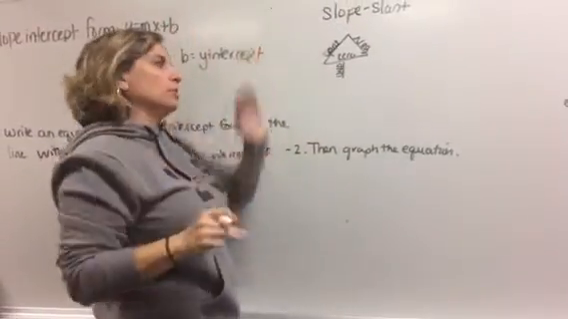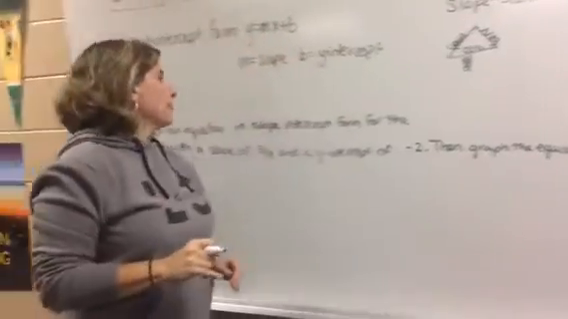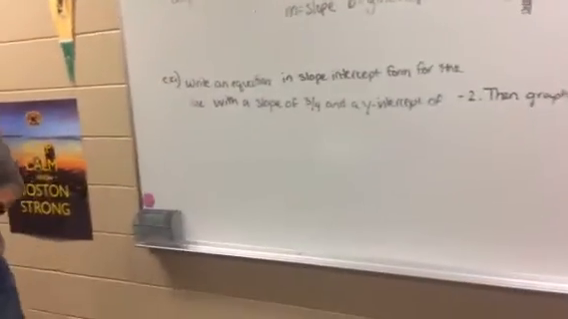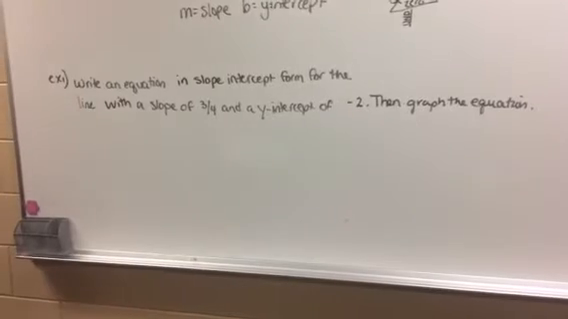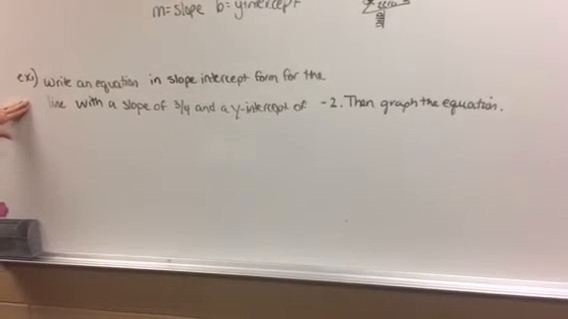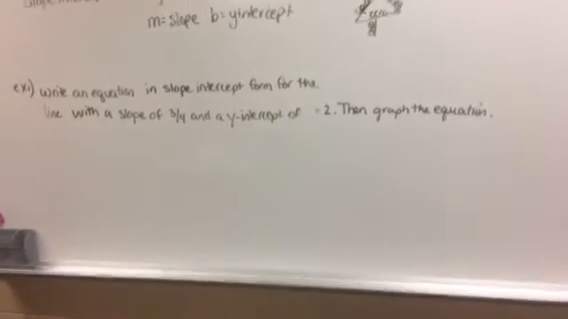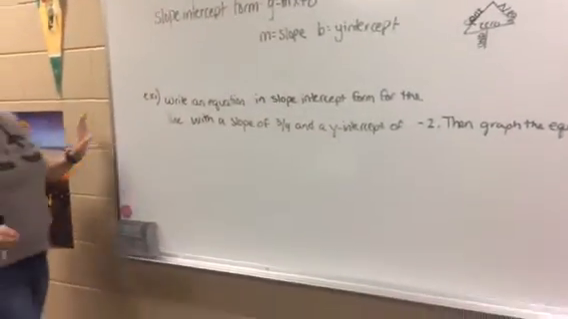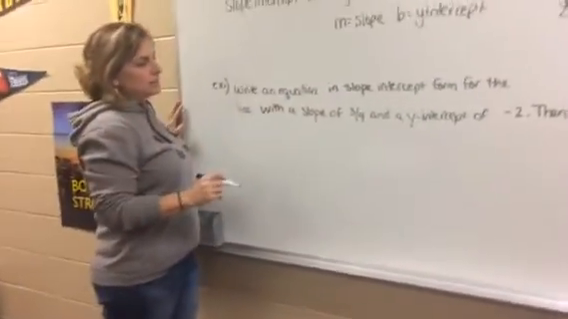When you do a vertical jump, you're going up and down, okay? Here's the problem. Write an equation in slope-intercept form for the line with the slope of 3/4 and a y-intercept of -2. Then graph the equation. All right, this is easy, okay? So you guys are going to like this.